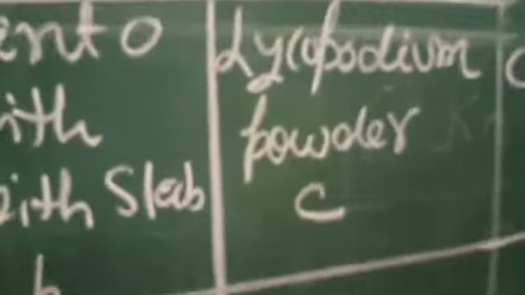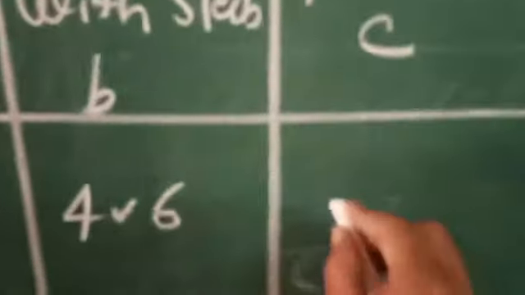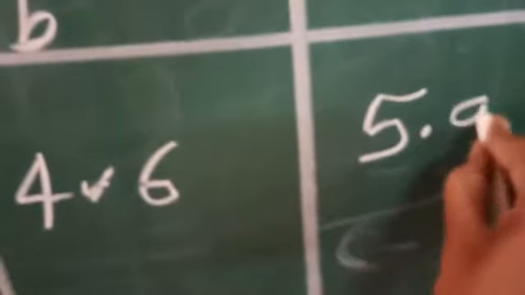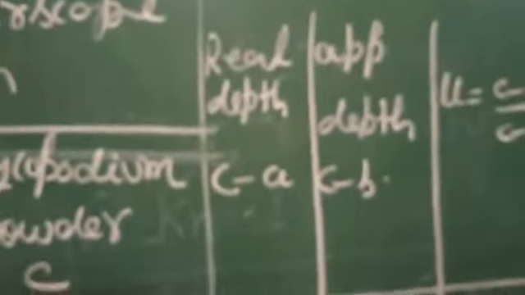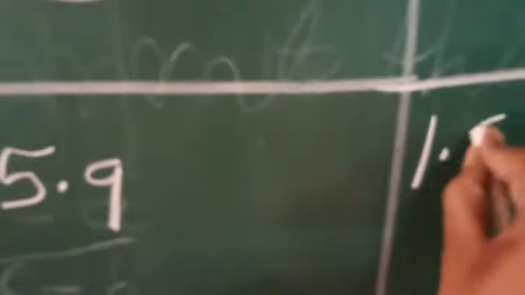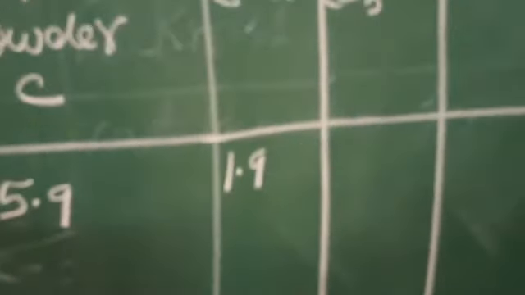5.9 here. We can note it here 5.9, and now we can note it also here. Lycopodium powder C is 5.9. Okay, now next point is real difference C minus A. C is equal to 5.9, A is equal to 4, that is 1.9. That is 1.9.